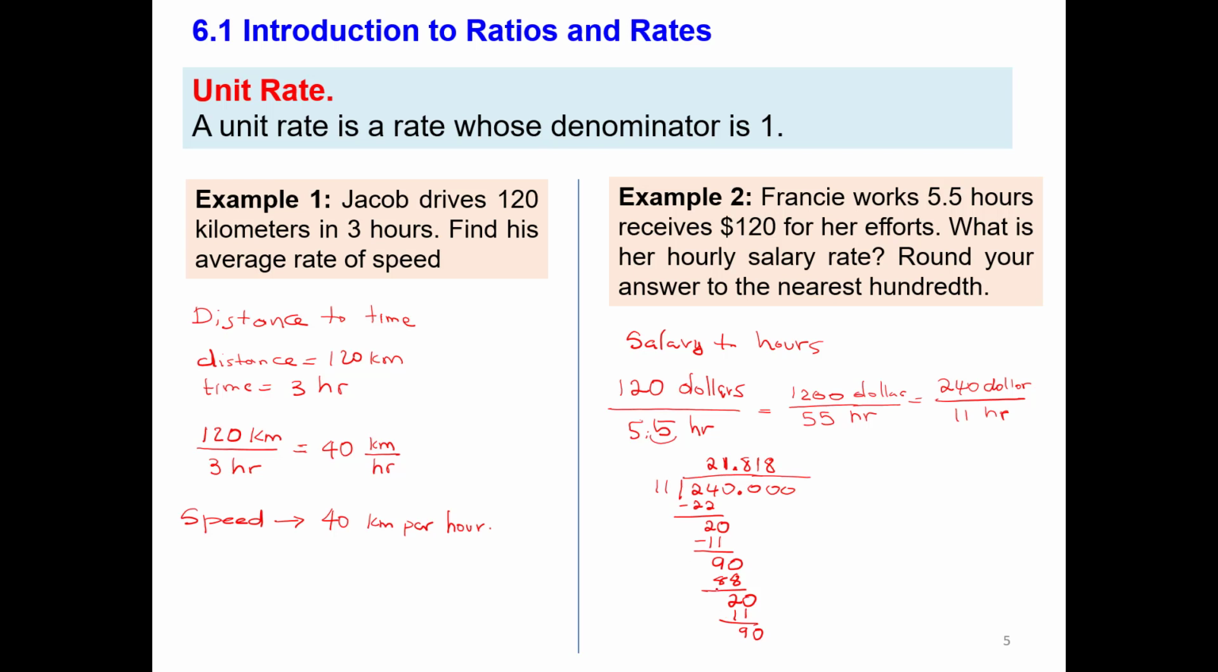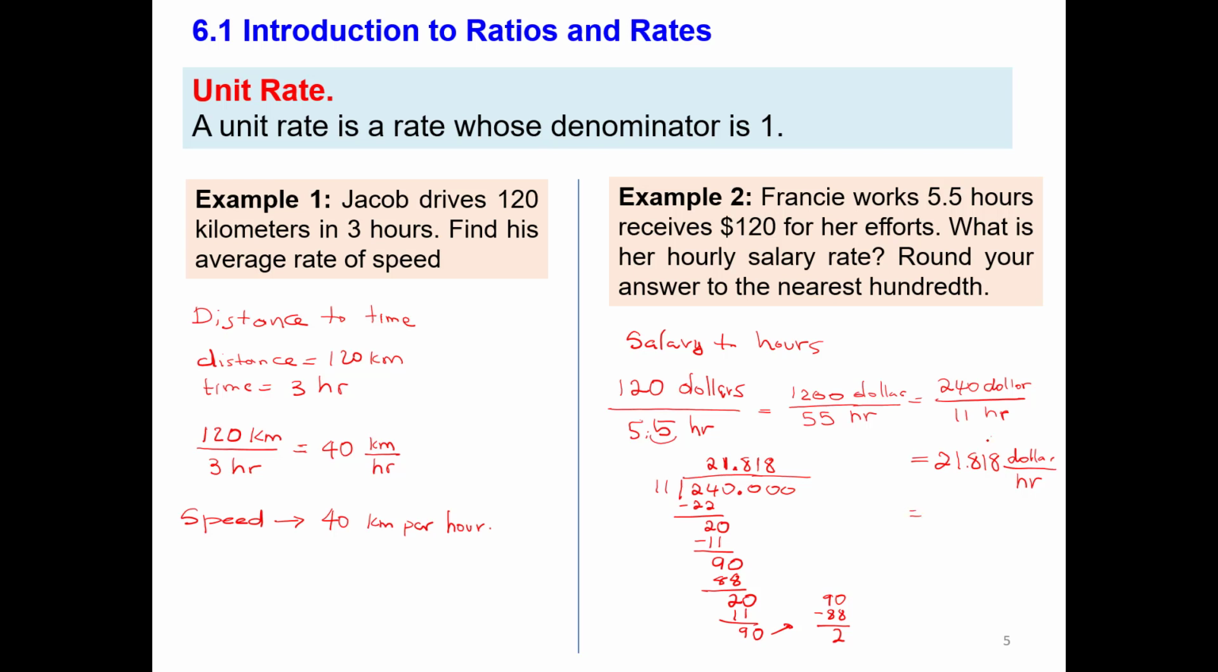8 times 11 is 88, minus 88 leaves 2, and you can continue dividing. Now we can write this one: 240 over 11 is 21.818 dollars per hour. But we need to answer to the nearest hundredth.